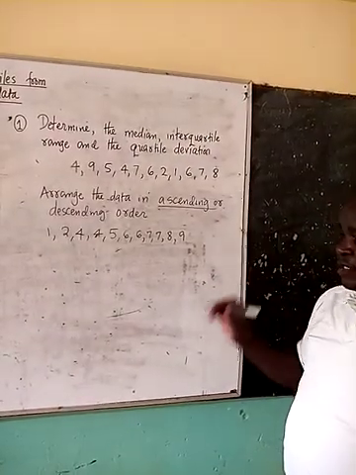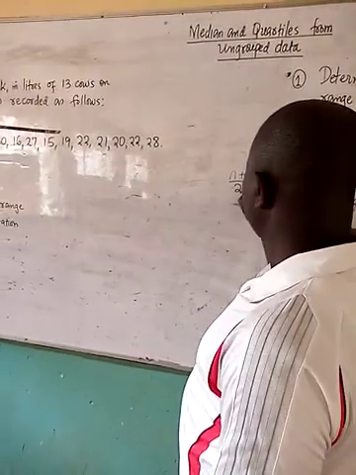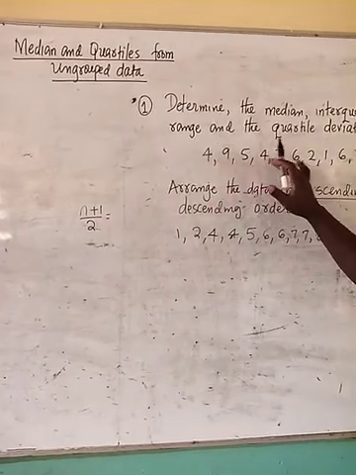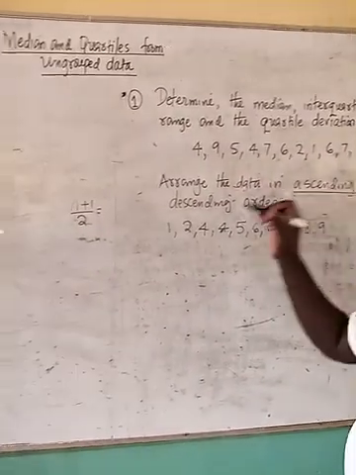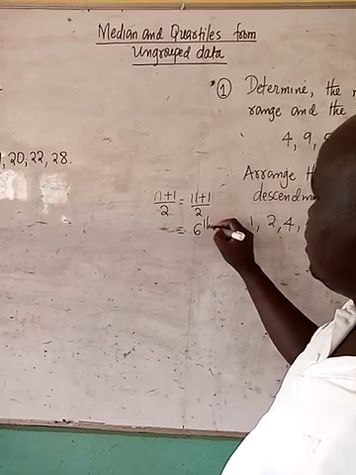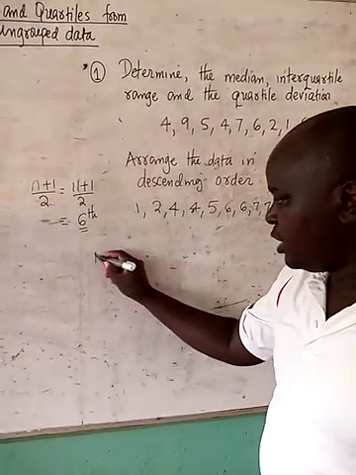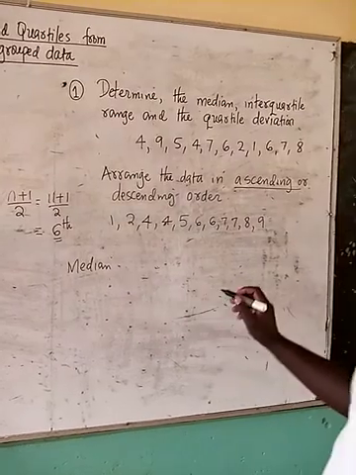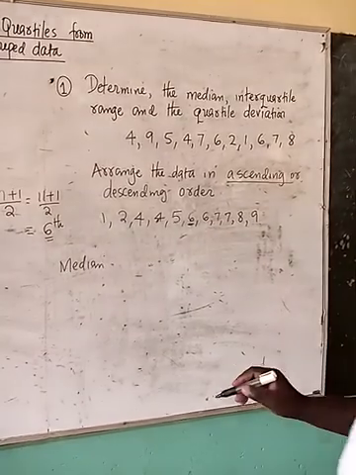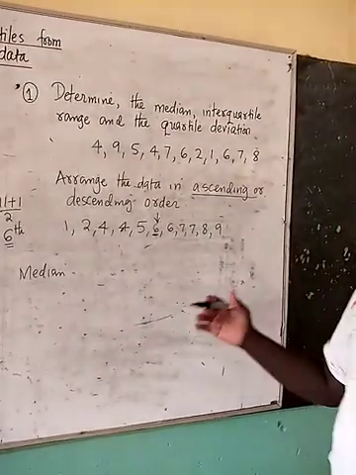So like if there are 11, to get the number in the middle, you use the formula n plus 1 over 2, where n is the number of items. So it is 11 plus 1 over 2, which gives us 6. So it means the 6th number is the number in the middle. So when we're looking for the median, 1, 2, 3, 4, 5, 6, the 6th number, you'll realize that that number divides the data into two equal halves.